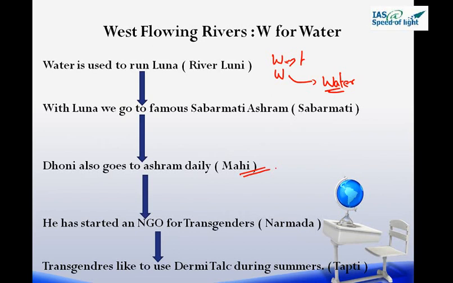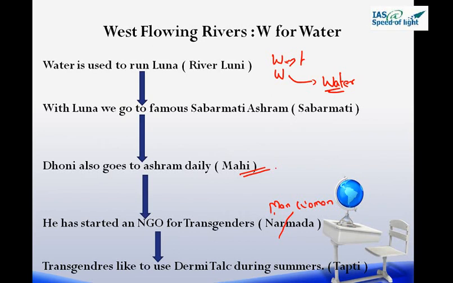Talking about Dhoni now, Dhoni has started an NGO for transgenders. So he works a lot for transgenders. Do you understand what transgenders means? In common language we call them chakke, right? Transgenders is the most sophisticated word for chakke. So he started an NGO for transgenders. It is Narmada. If you bifurcate this word, it becomes Nar, that is man, and Mada, that is woman. So the person who has qualities of both men and women, those are the transgenders for us. So he has started an NGO for transgenders, that is Narmada.